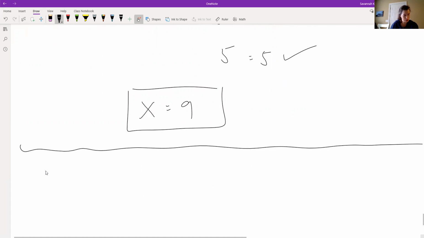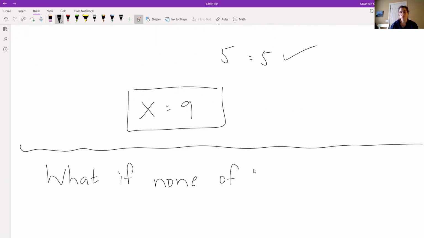I'm going to insert something here. What if none of the possible solutions check out? Oh, a bird in our window. I think that might have been a leaf. I hope it wasn't a bird. It was a bird.